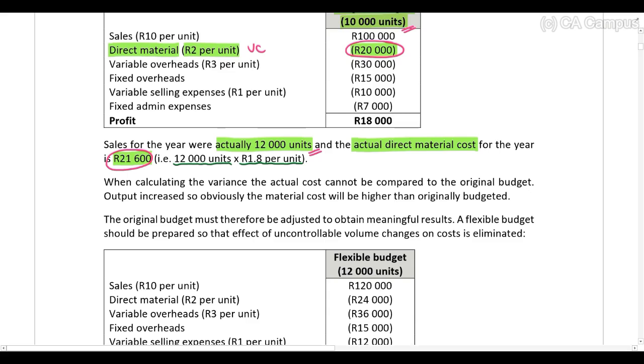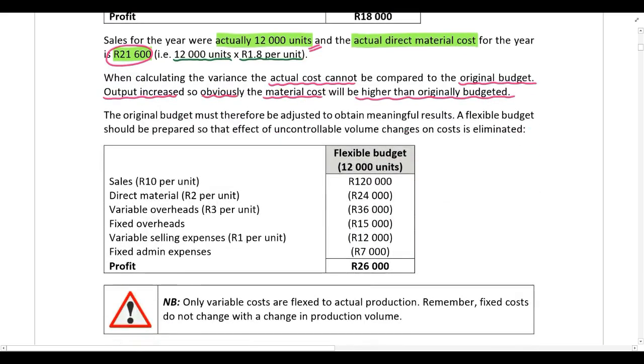So you can see that just below. When calculating the variance, the actual cost cannot be compared to the original budget. Output increased, so obviously the material cost will be higher than the original budget. So what do we need to do? Instead, the original budget must be adjusted to obtain meaningful results. A flexible budget should be prepared so that the effect of uncontrollable volume changes on costs is eliminated.